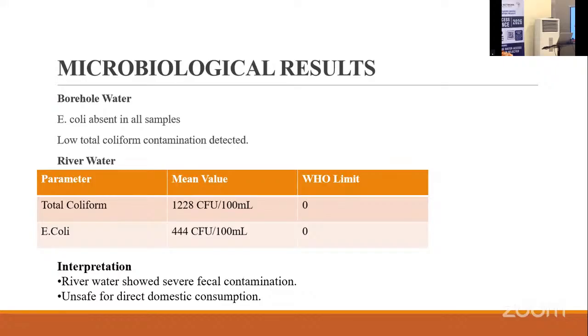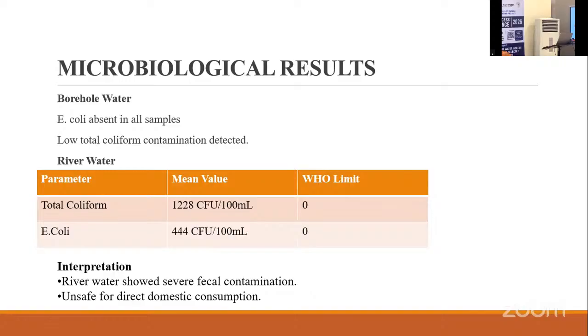Then the microbiological results, what we obtained from carrying out the microbiological analysis. For the borehole water, we found that E. coli was absent in all samples. There was no record of Escherichia coli. Low total coliform contamination was detected. Then river water: the total coliform obtained in the river water is 1,228 CFU, coliform units per 100 milliliters.